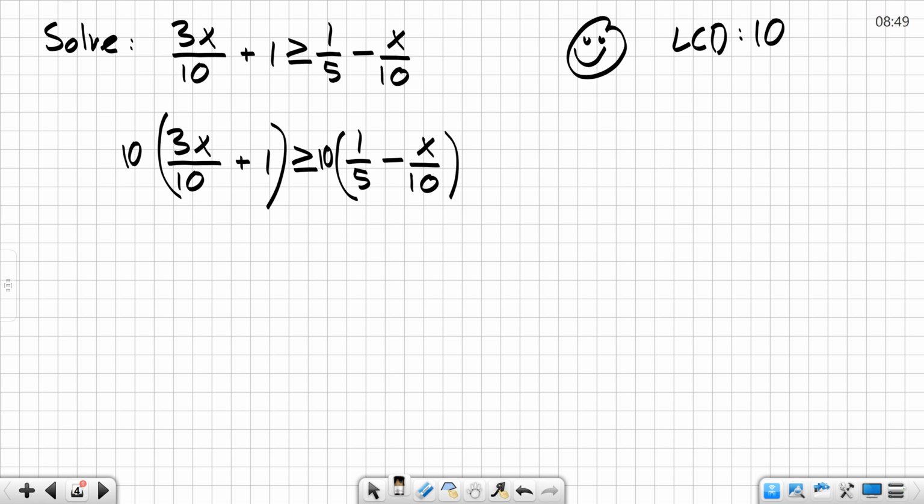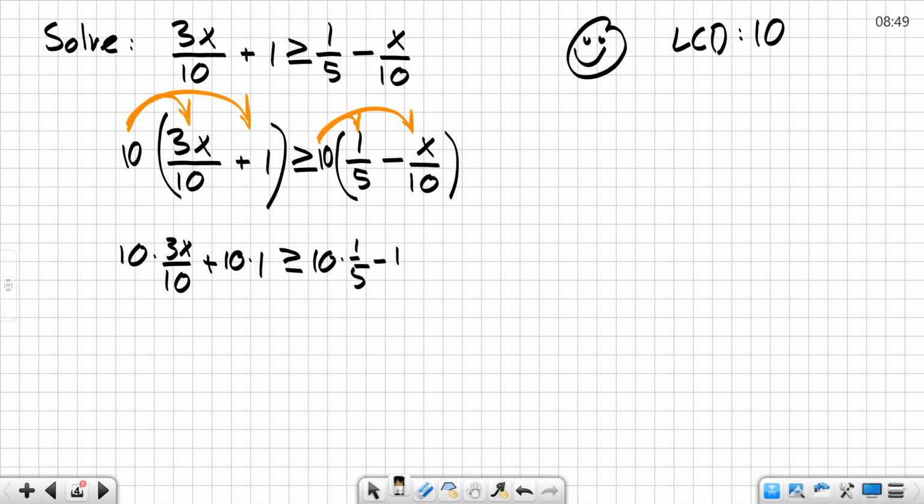It is the exact same trick, if you want to call it a trick. So what I have to do now is parentheses. I have to use the distributive property. Everything gets multiplied by positive 10. So if I would write down this step, then I have 10 times 3x over 10 plus 10 times 1 is greater than or equal to 10 times 1/5 minus 10 times x over 10.